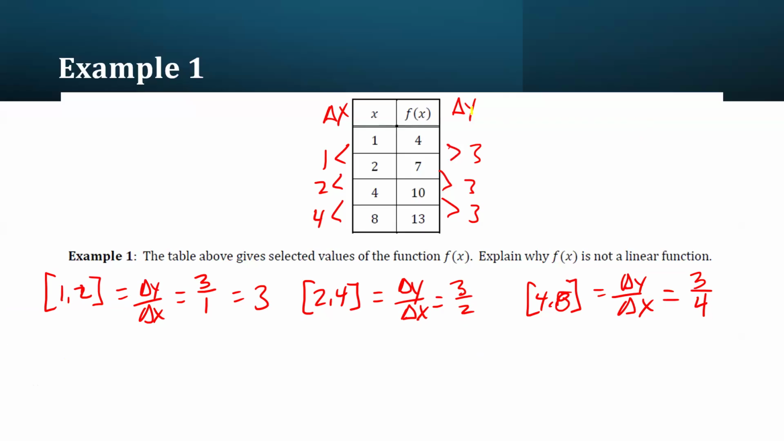Okay, your change in y's are saying, how did you get from one y to the next? Your change in x's are saying, how did you get from one x to the next? So when I ask you from 1 to 2, so I'm looking at this interval, how did my y's change? 3/1. So its rate of change is 3. Next interval, 2/4. How did my y's change? 3. How did my x change? 2. So my rate of change is 3/2. 4/8. How did I change on the y? How did I change on the x?